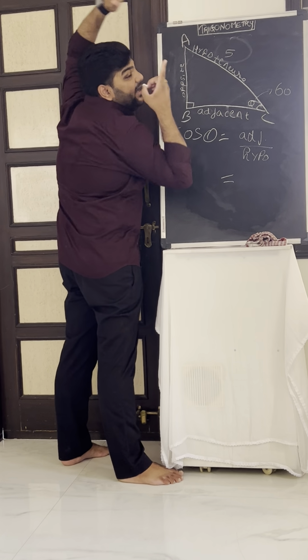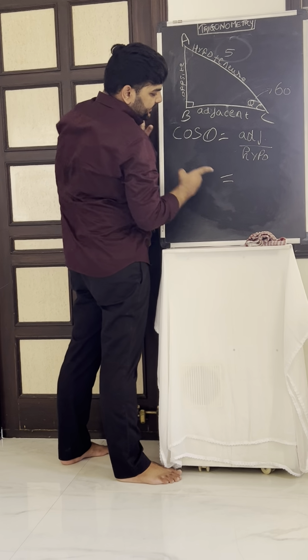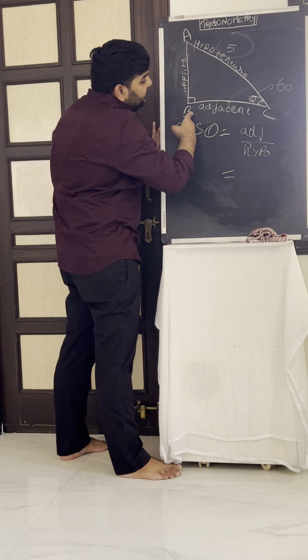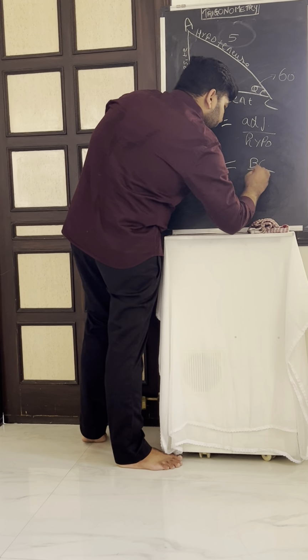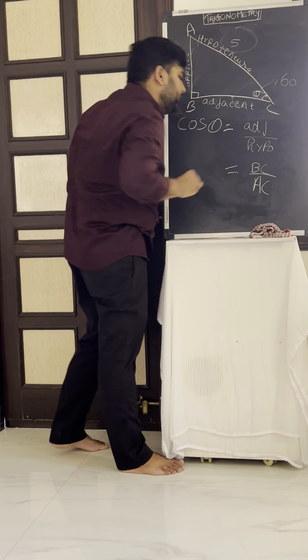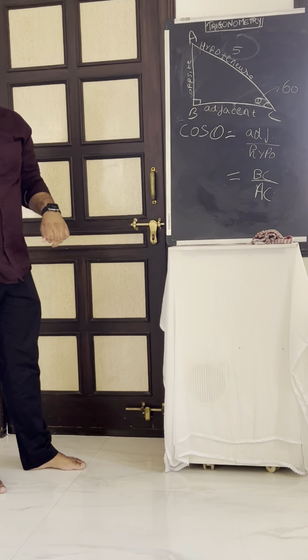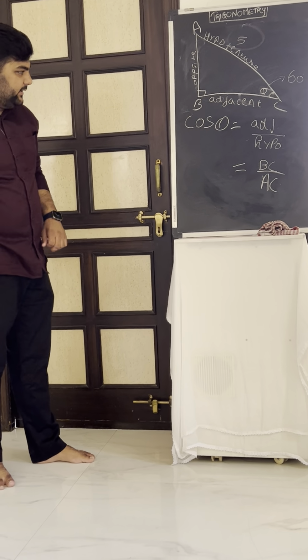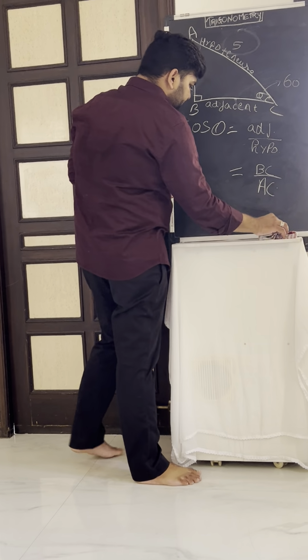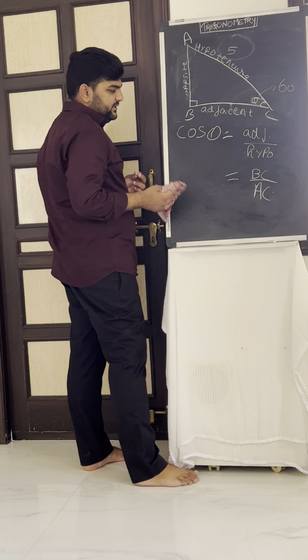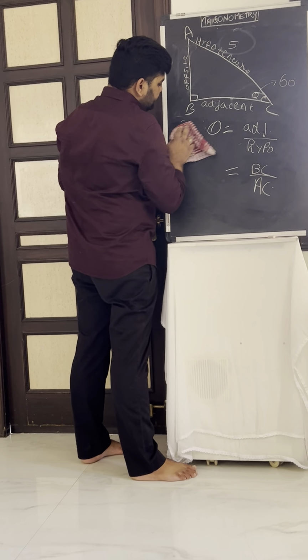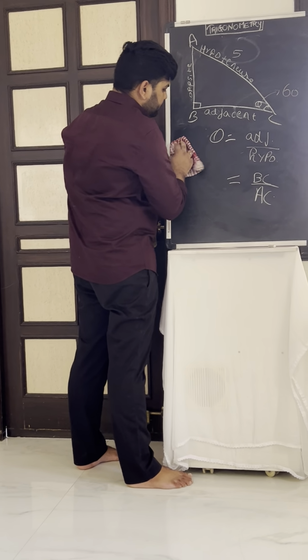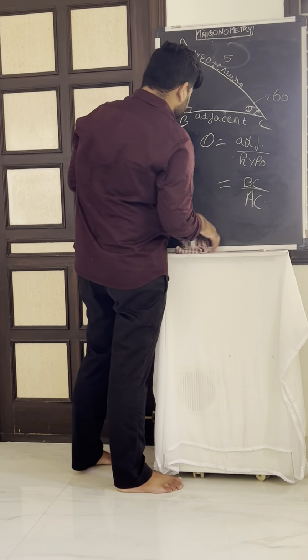according to this triangle, cos theta will be equal to BC upon AC. Okay. So this is cos theta. Now the third operator is tan theta.